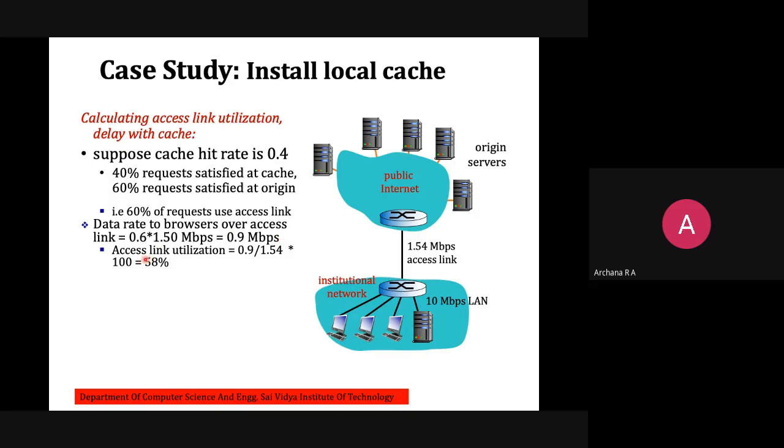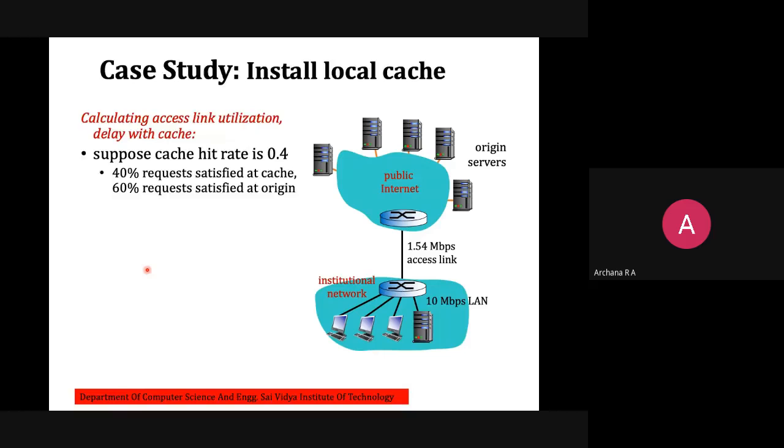Now how can we calculate the access link utilization? It is given by the data rate to the browser divided by the access link rate. That is 0.9 divided by 1.54, times 100. Since we have to convert into a percentage, we get only 58%.